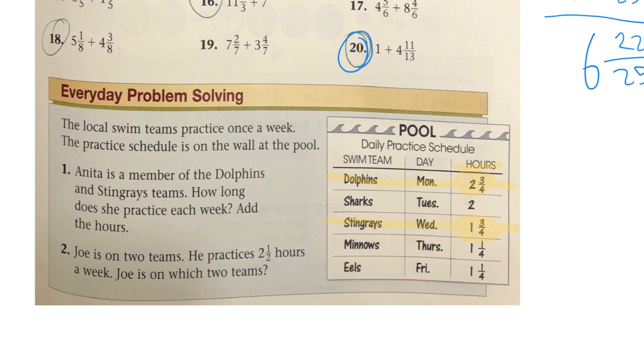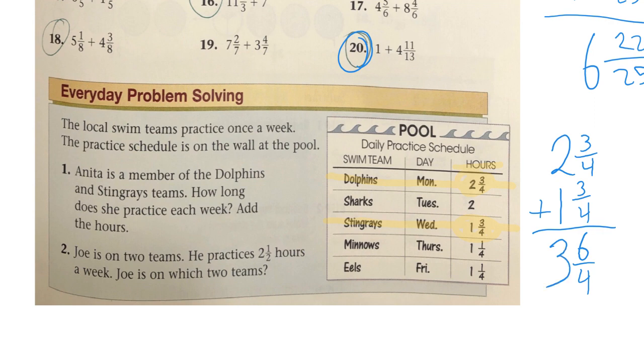So we can add those together. 2 whole hours and 3/4. And then Wednesday is 1 whole hour and 3/4. So we have like fractions already, since the common denominator is 4. Add the numerators together, we get 6/4. Then add the whole numbers, and we get 3 whole hours.